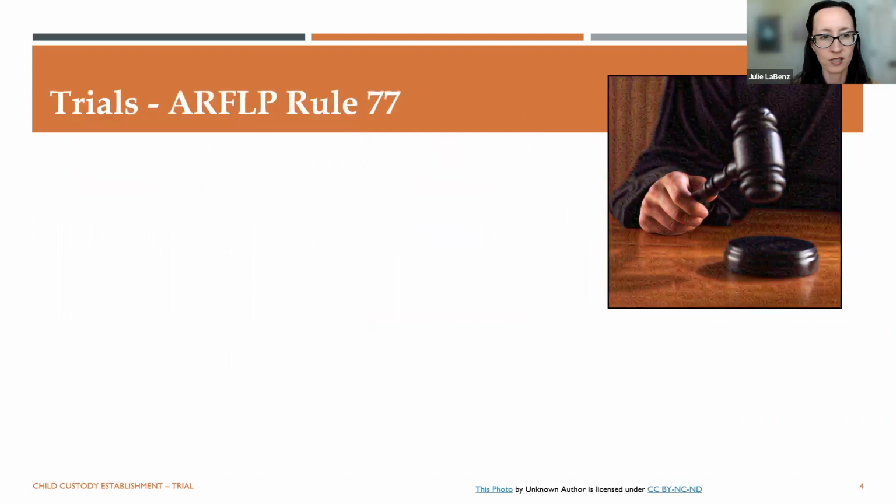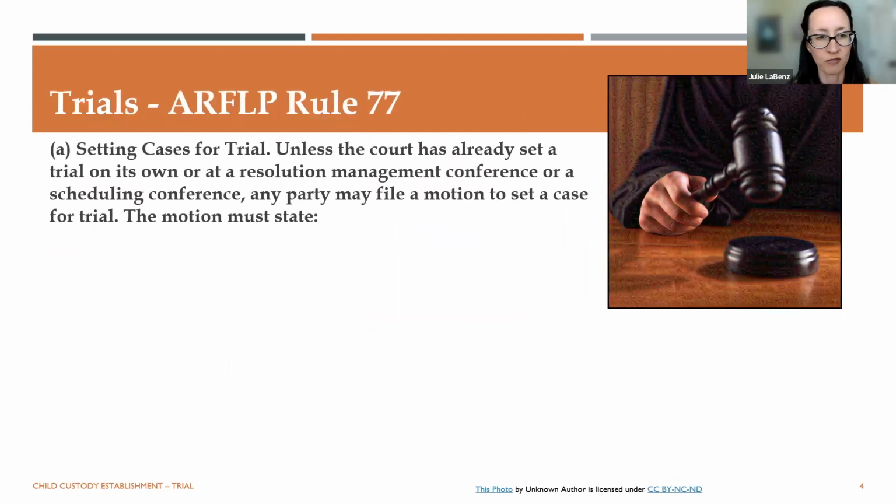So first, let's look at setting a case for trial. This is under Rule 77. The court can set a trial on its own. That could happen on a resolution management conference or at a scheduling conference. But if your case has not been set for trial and you would like it to be set for trial, then you can do this motion to set.